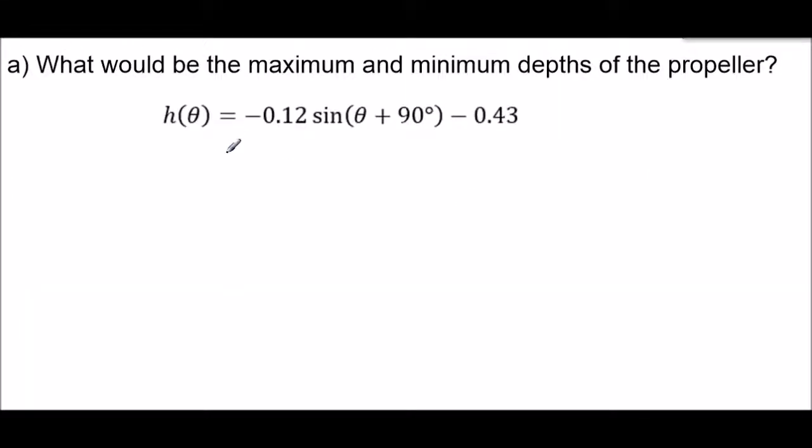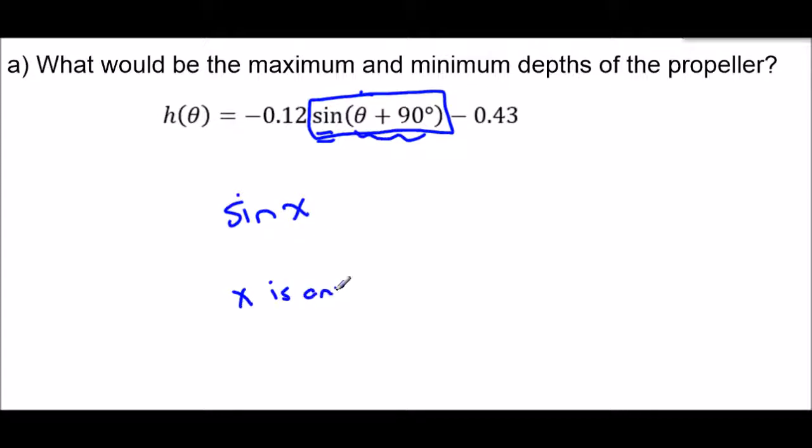So let's look a little more carefully at the first part of the question. It says, what would be the maximum and minimum depths of the propeller? Okay, so let's first study this from a fundamentals perspective. We know that what we have here is a sine function that has been transformed. So let's think about what we know about sine functions. It doesn't matter what the angle is. We know that sine of any angle has a maximum and a minimum. No matter what, I cannot get bigger than 1 with sine, and I cannot get smaller than -1.